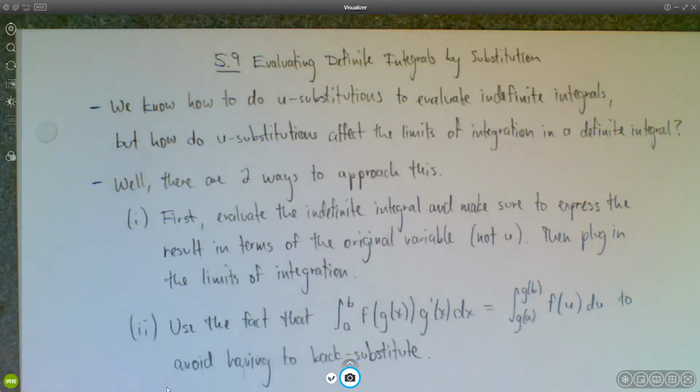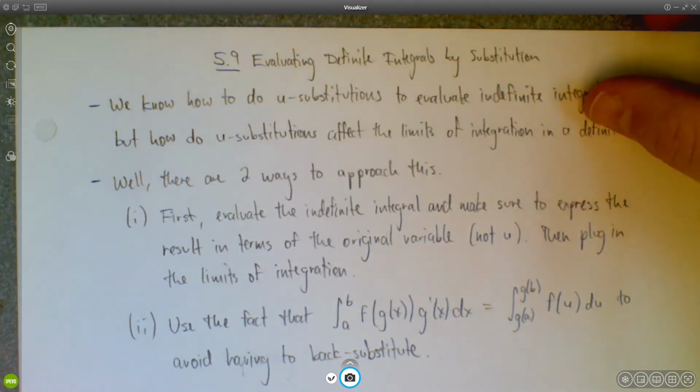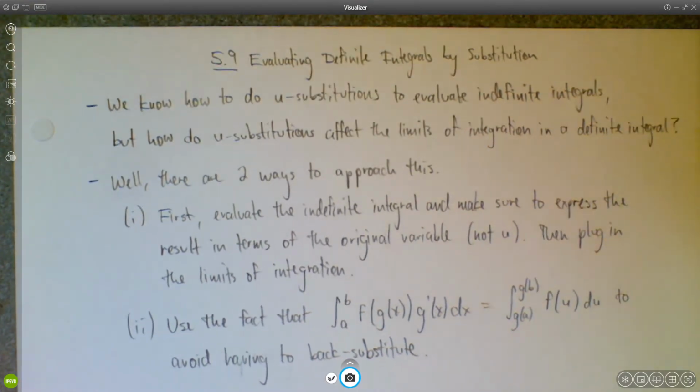Alright, moving on to 5.9. This should be another fairly short one, I think. But at the end of 5.8, we happened across this problem where we figured we were going to have to do some kind of u-substitution, except it's a little bit tricky. Like, what do you do with the limits of integration when you're doing a u-substitution? So I just wanted to talk about that. I mean, that's the subject of 5.9. So let's talk about it.